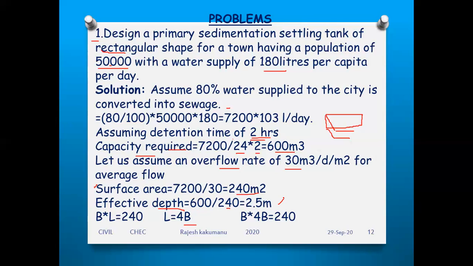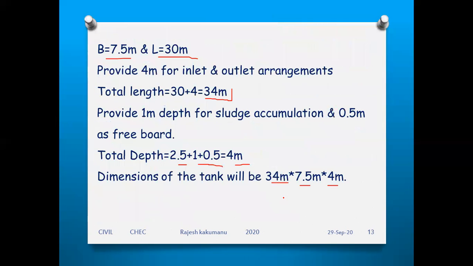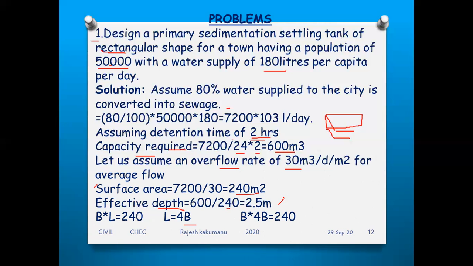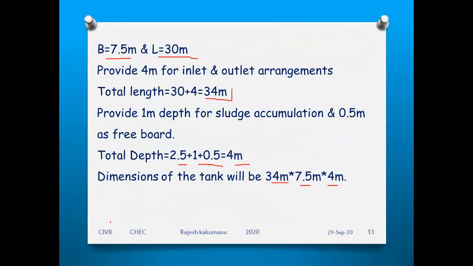Then what is the L here? Length is 4 times the breadth. L is equal to 4 times the breadth. Therefore B into 4B is equal to 240. Therefore B is equal to the square root of 60, that is 7.5 meters. So after getting 7.5 meters, substitute it in place of B, and you are getting the length as 30 meters.